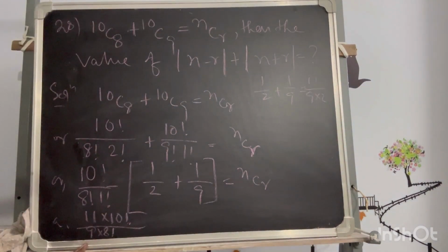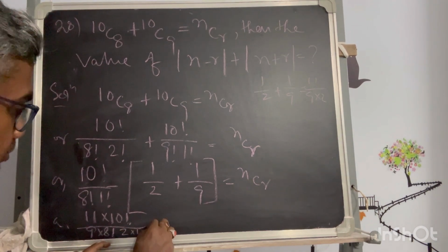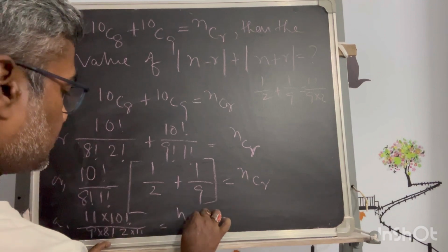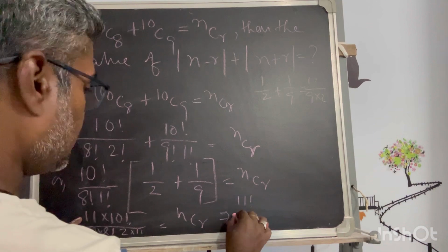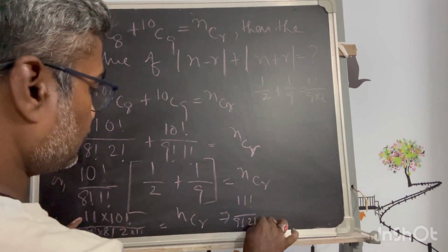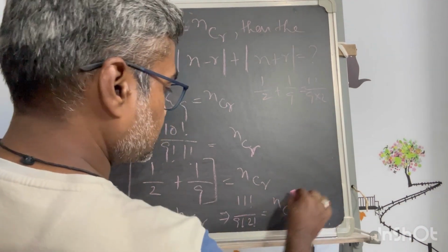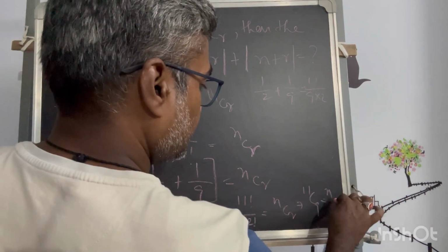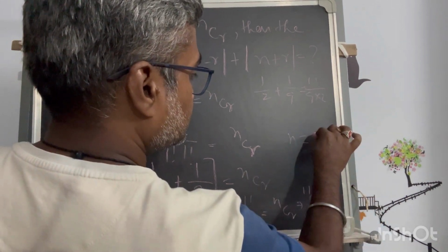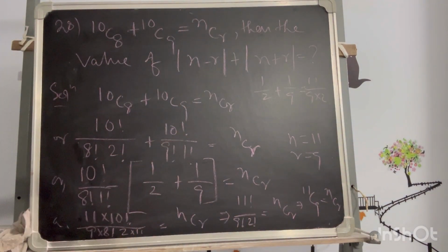So that same I am arranging here. 9 I am keeping before 8 factorial, and 2 I am keeping before 1 factorial. So this ultimately is equal to NCR. So this is turning into 11 factorial over 9 factorial into 2 factorial, equal to NCR. Now this can be written further as 11C9 in this manner, NCR. So from there you can understand N is equal to 11 and R is equal to 9. This thing can be understood.